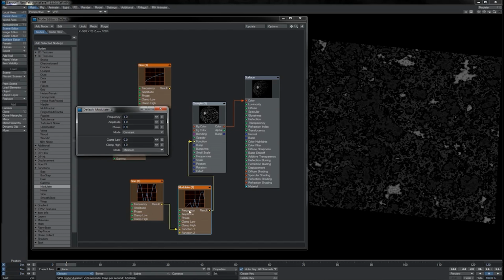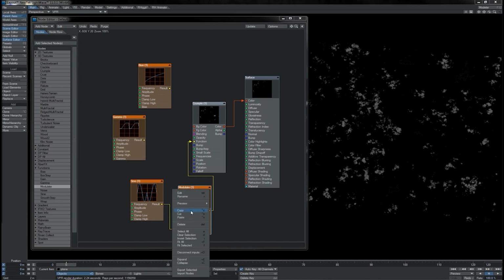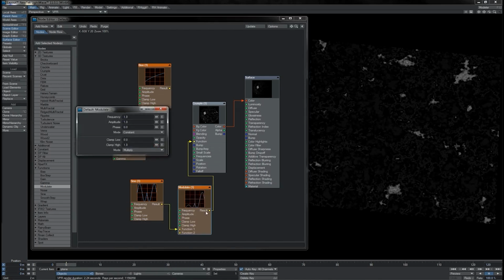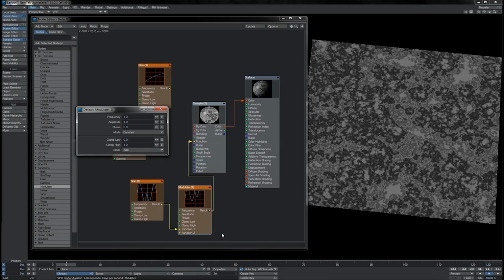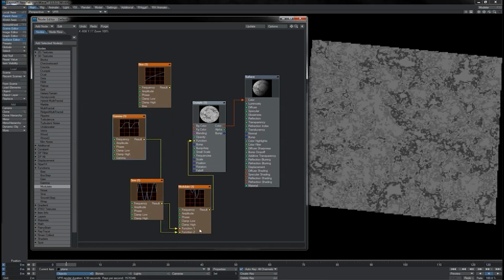The minimum values from either curves are put together. Subtract will subtract one curve from the other. Multiply multiplies the value of one curve by the value of the other. And add, of course, adds the values of one curve to the other. And we can plug up to 2 functions into this guy.